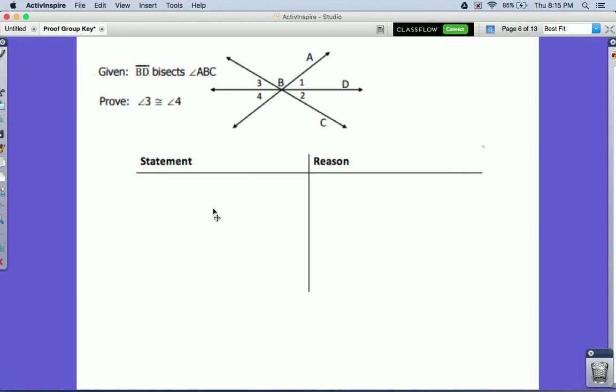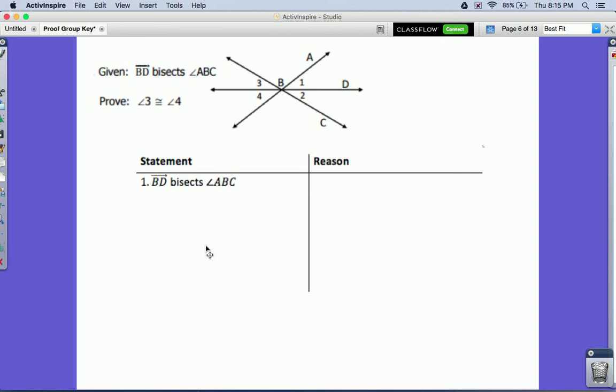Alright, so this is our second proof dealing with angles. And in this proof we're given much less information. We're just given that BD bisects ABC. We can get a lot of information from this picture, so don't forget to use your pictures.